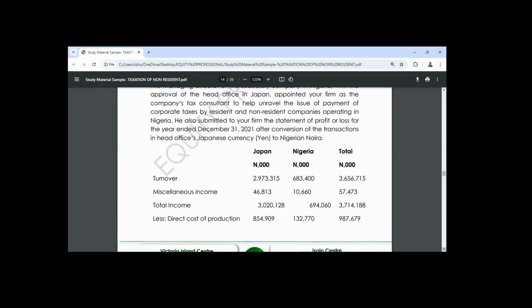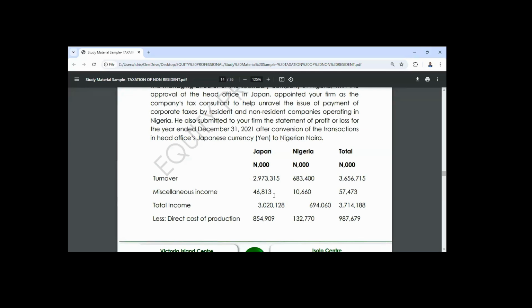So then we have the table. Thank you. They now give us the accounts. They give us the head office results. They give us the Nigeria subsidiary results. The question is, is the head office profit liable to tax in Nigeria?